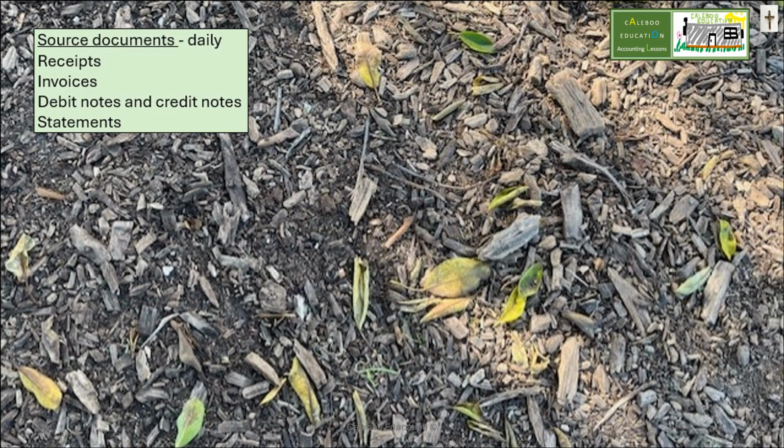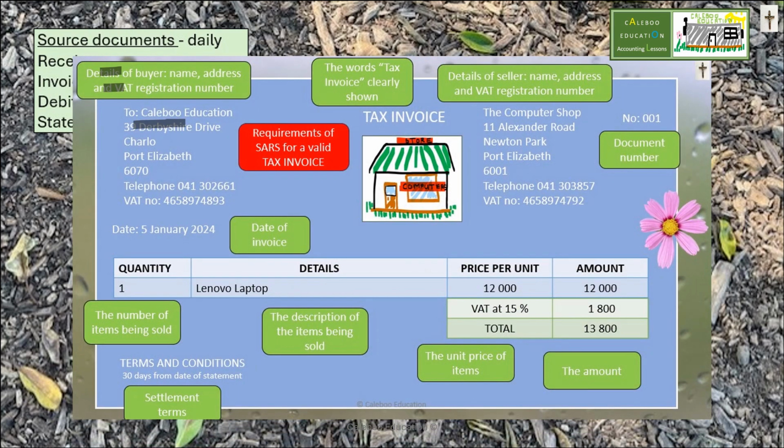The transactions on this monthly path get recorded on documents, and I illustrate documents, receipts, invoice, debit notes and credit notes, statements. Here's an example of an invoice and what the South African Revenue Services require on an invoice for it to be a valid document.